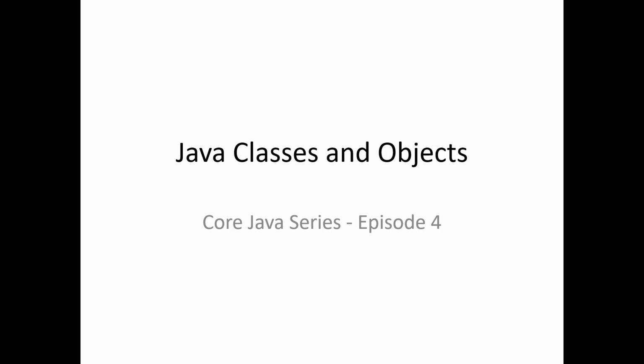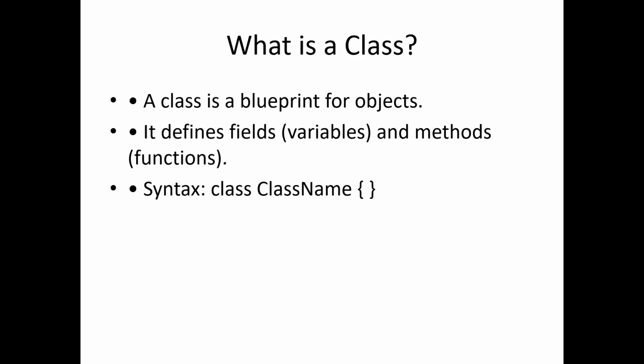In this video, we will learn about Java classes and objects. First, we will see what is a class. A class is a blueprint for objects that defines variables and methods, also called functions. In other words, a class defines the blueprint or a structure for creating objects. It defines what kind of object can be created and what properties and behavior that object will have. That is, a class defines the type of object.